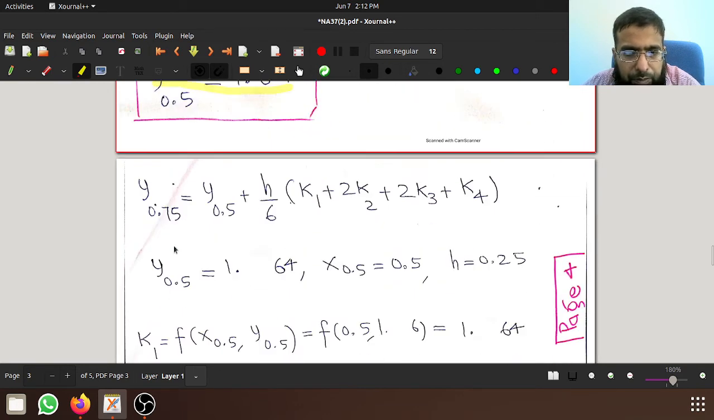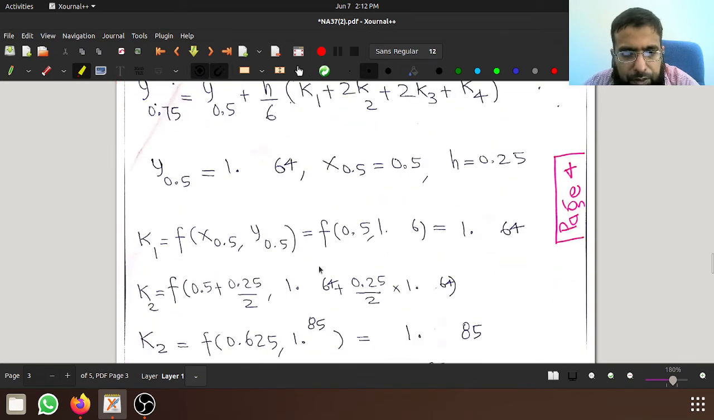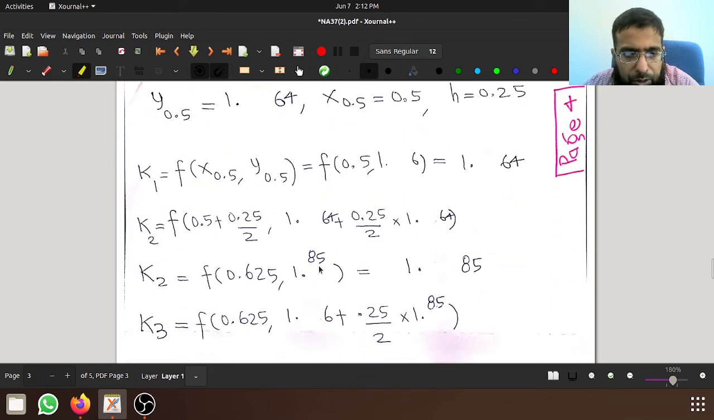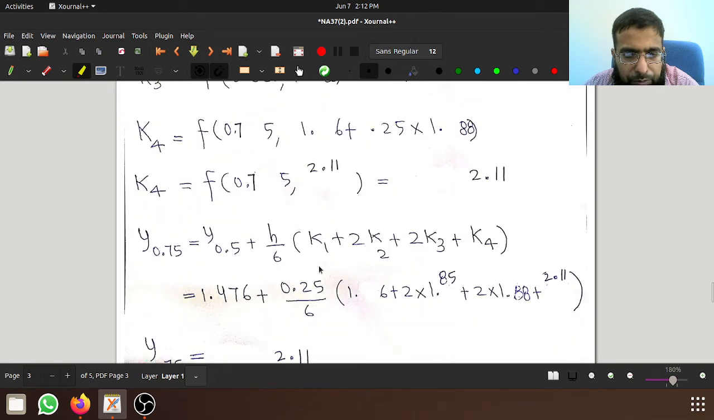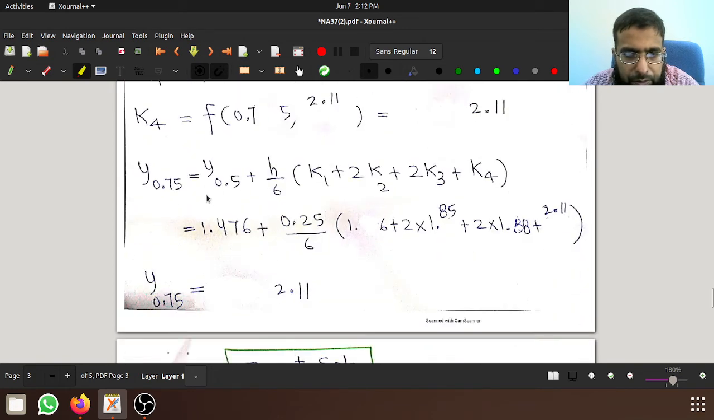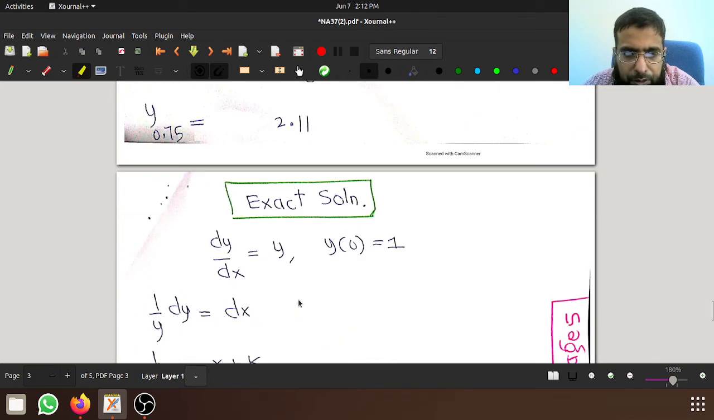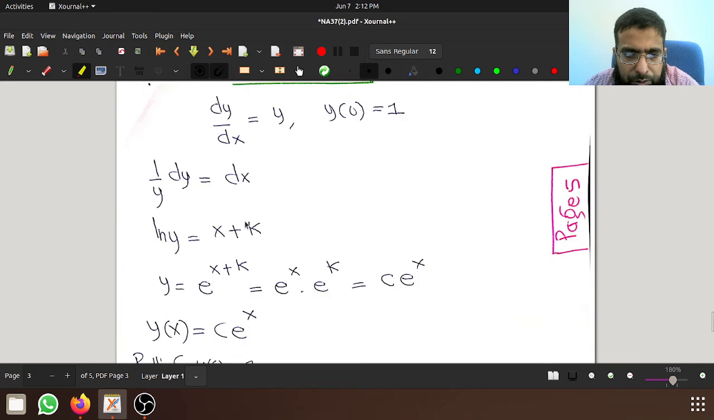And similarly, for y of 0.75, the initial value is y of 0.5, which is 1.64. This one we have just calculated. X is 0.5, and the step size is the same, and we use the same formulas for k1, k2, k3 and k4, and we plug those in the basic formula, and y of 0.75 comes out to be 2.11.